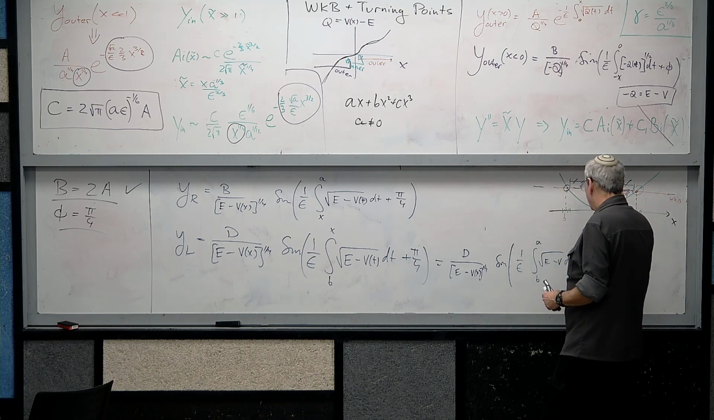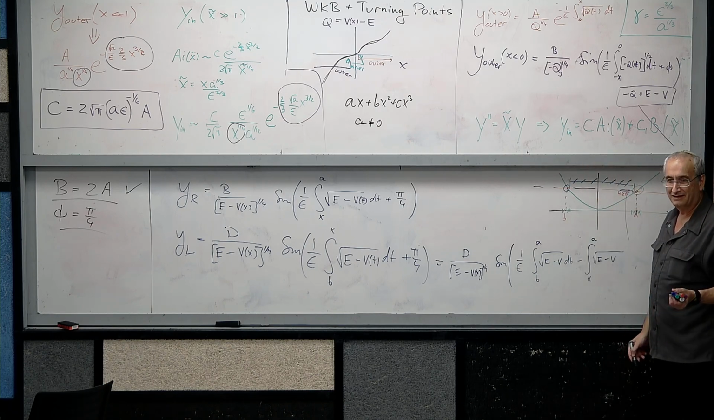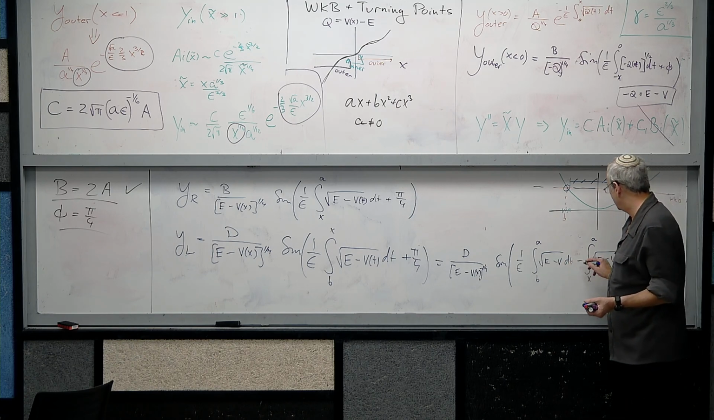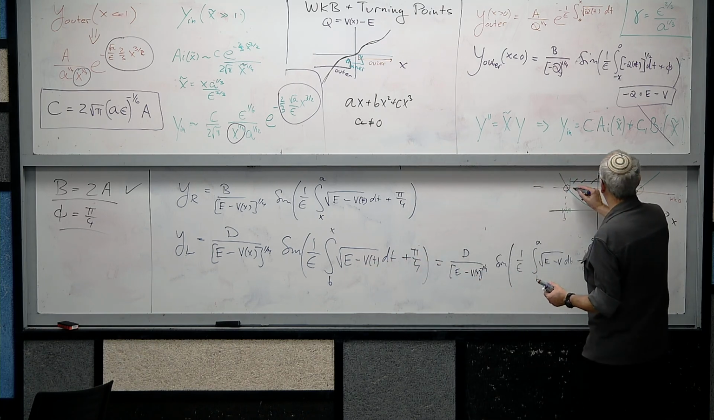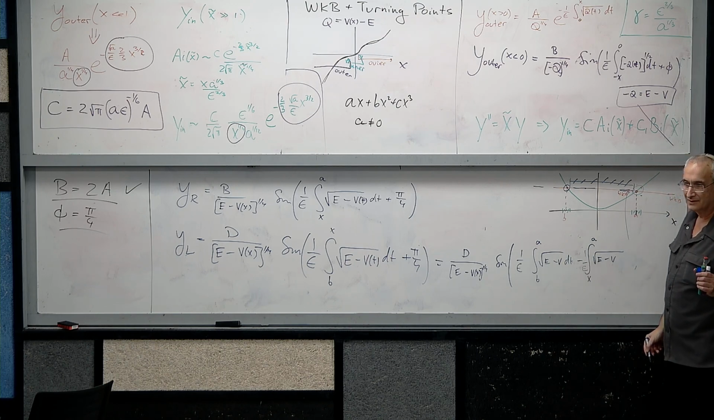Right? Minus the integral from x to a over square root of e minus v. You agree? This minus that is exactly this. Right? I integrate from here to here, and then I subtract it from here to here, and I get the same. Okay?